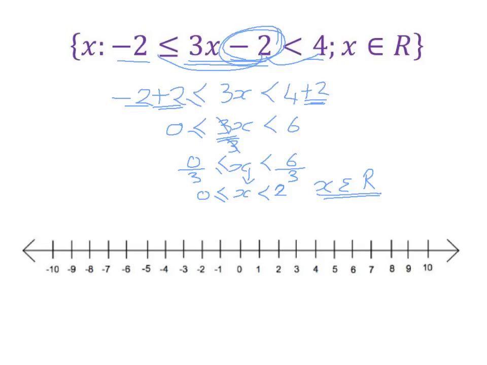So we draw a line from 0 to 2. If it is equal to, we draw a solid dot, and if it's less than 2, it doesn't include 2, so an open dot. Remember, we're drawing a solid line here because it is the element of real numbers. Alright, go through, see if that helps you. Practice what we've done in class.